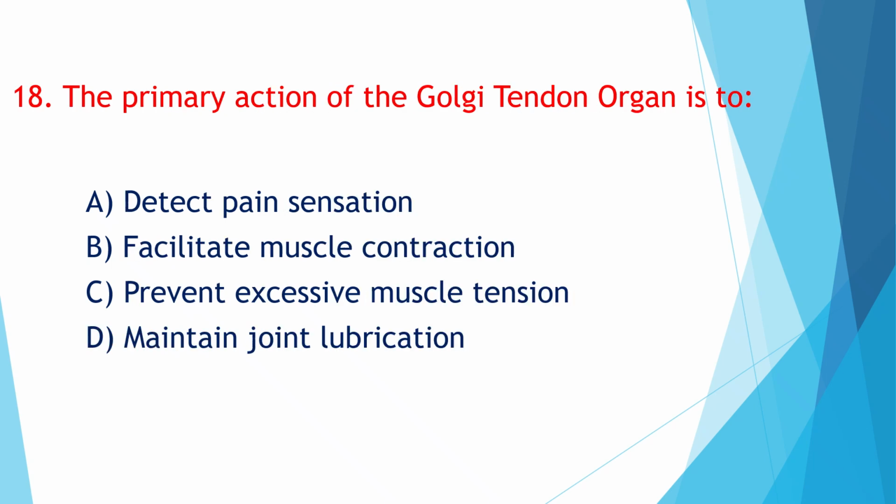Number 18. The primary action of Golgi tendon organ is to A. Detect pain sensation, B. Facilitate muscle contraction, C. Prevent excessive muscle tension, D. Maintain joint lubrication. So think about it. So here the answer is option C, prevent excessive muscle tension, because it protects the muscle and tendons from injury.